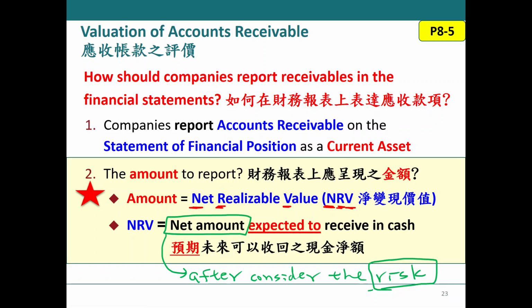Okay, so after we consider the risk, how much money we expect to get in the future, we call it NRV, 净变现价值, net reliable value.